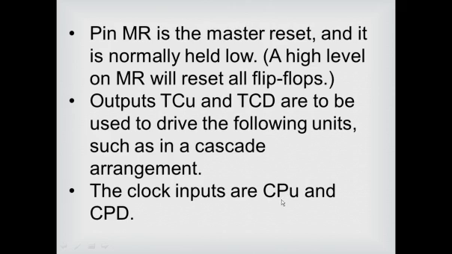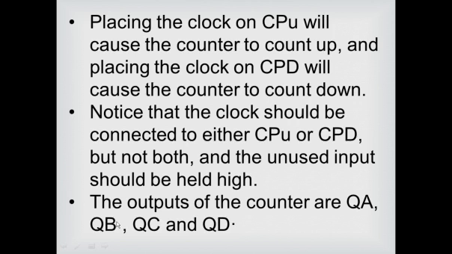CP means clock pulse and U stands for up mode, clock pulse in down mode is called CPD. Placing the clock on CPU will cause the counter to count up and placing the clock on CPD will cause the counter to count down. Notice that clock should be connected to either CPU or CPD, but not both. The unused input should be held high. The outputs of the counter are QA, QB, QC and QD. These outputs are the outputs of each flip-flop.